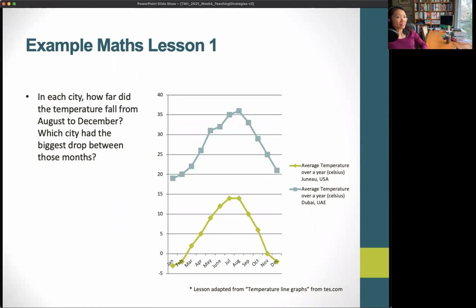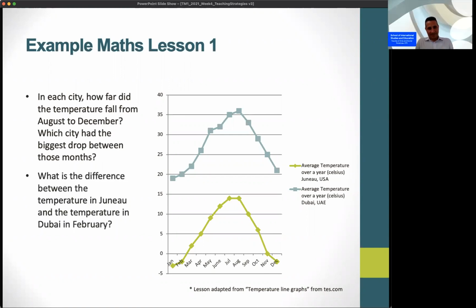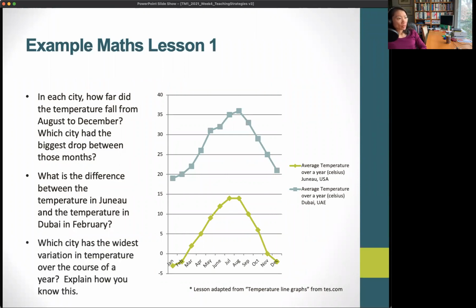Does this look familiar? The sort of questions you might see? Yes, it does. And oh, look, we did it in July and February. I didn't even realize it was February. But yes, right. So that's the sort of questions that you might expect to ask of your students if you are teaching this kind of content.